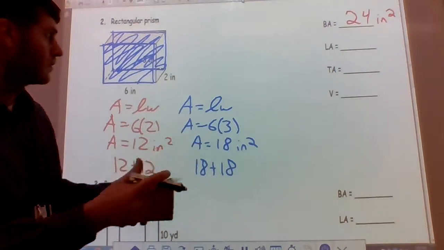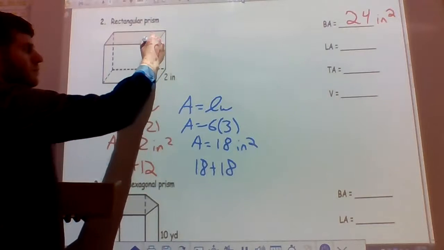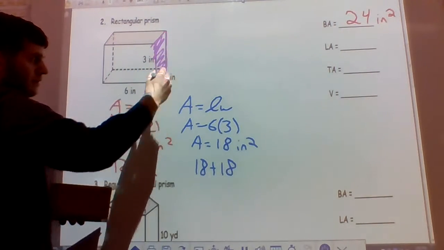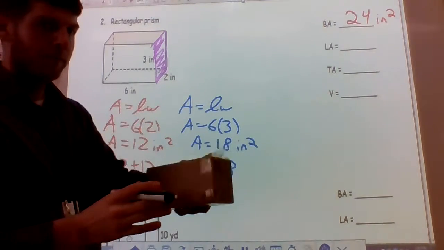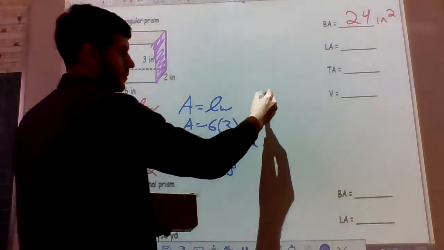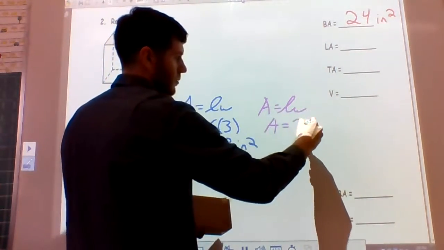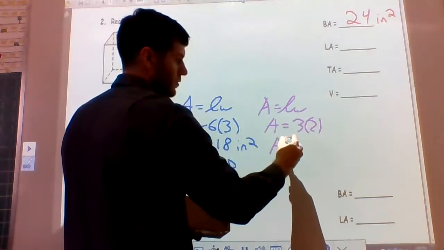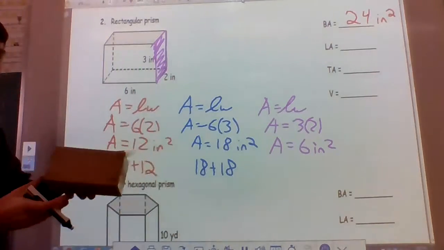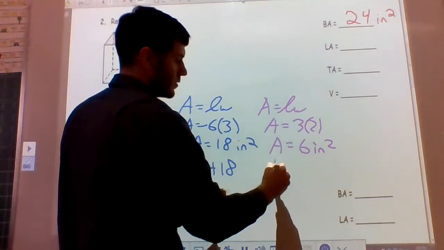Now we've got to do the left and the right. Well, the left and the right are rectangles. It's a rectangle, and it's going to be a height of 3, length of 2. So it's going to be a rectangle's length times width. Okay, so it's going to be 3 by 2, which is 6 inches squared. And again, there's the left and the right. So the left has 6 inches squared. The right has an area of 6 inches squared. So 6 plus 6.